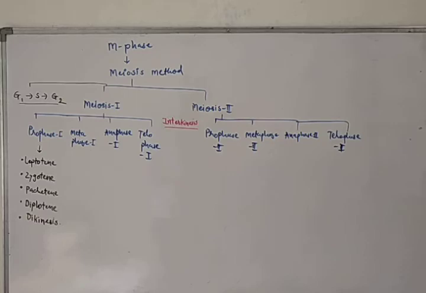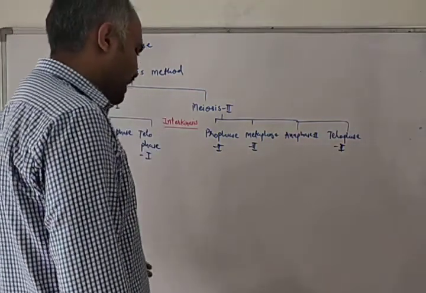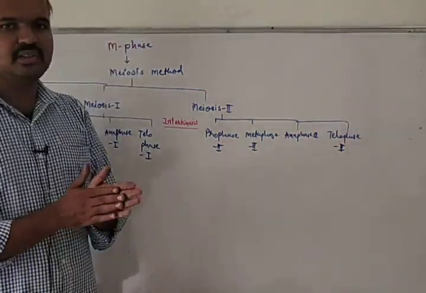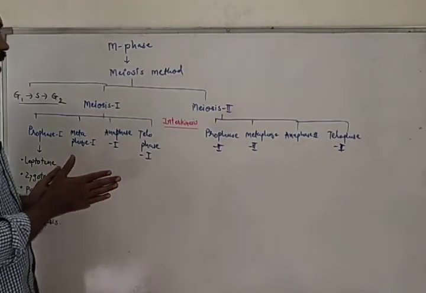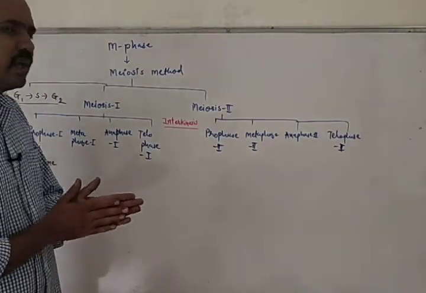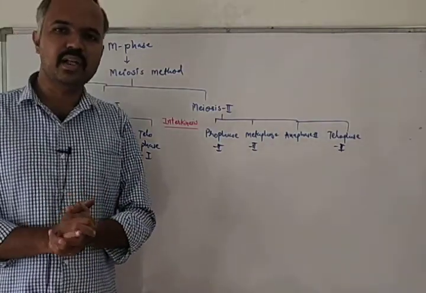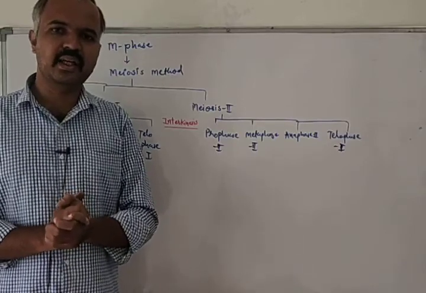So after the complete process of meiosis 1 and meiosis 2, 4 daughter cells are produced, and all these daughter cells are genetically different from each other. They are not the same. Today we are going to learn that meiotic process in detail.